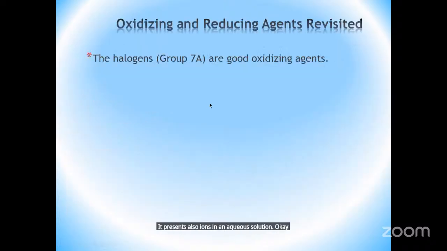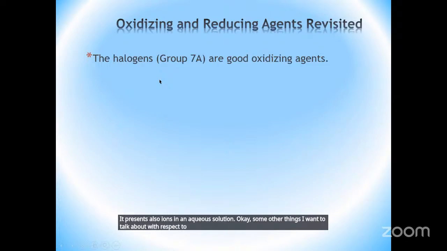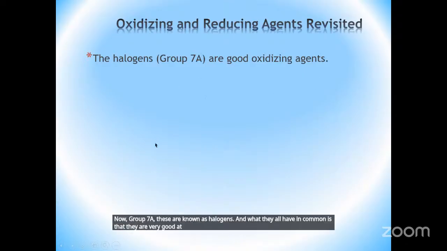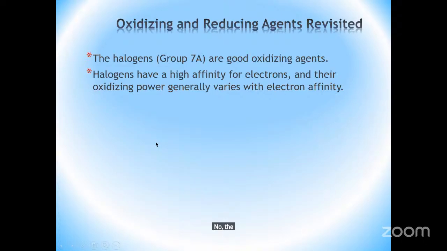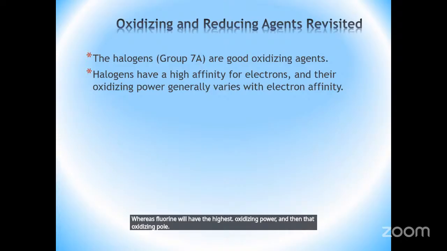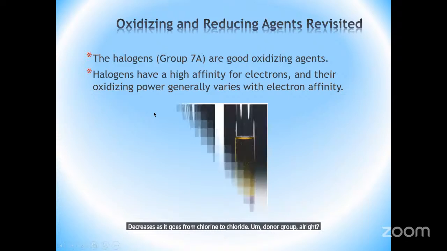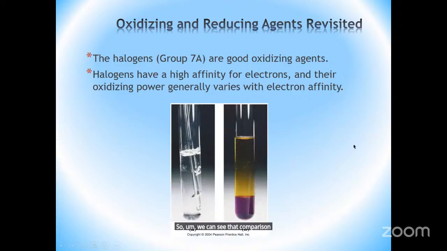Okay, some other things I want to talk about with respect to group 7A. Now, group 7A, these are known as halogens. And what they all have in common is that they are very good oxidizing agents. Now, the strength of their oxidizing power, when you compare them to each other, is related to their positions in that group. Fluorine will have the highest oxidizing power, and then that oxidizing power decreases as it goes from fluorine to chlorine down the group. All right. So we can see that comparison in this example here.